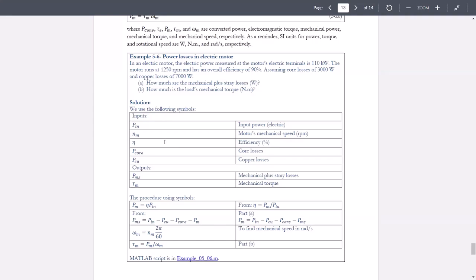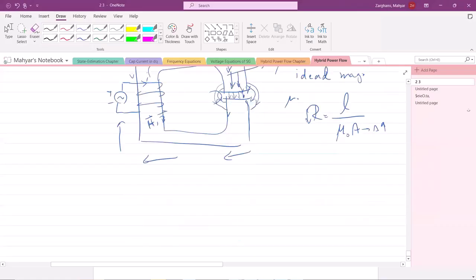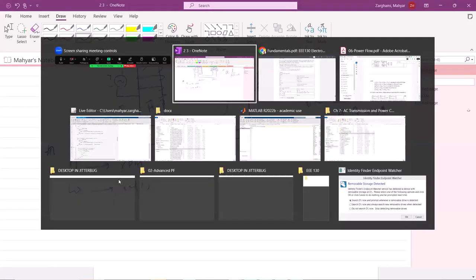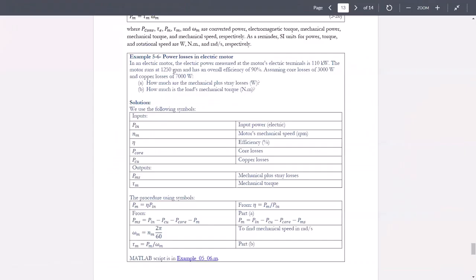Omega m, nm. The way that we talk about rotational speed, when we talk about n, we mean the unit is RPM, revolutions per minute. When we talk about omega, we mean radians per second, right? So in other words, in this problem, your nm is 1250. We have an overall efficiency of 90% in our machine. Assuming that the core losses are 3,000 watts and copper losses are 7,000 watts, we want to determine how much are the mechanical plus stray losses in the machine, and how much is the load's mechanical torque, right?